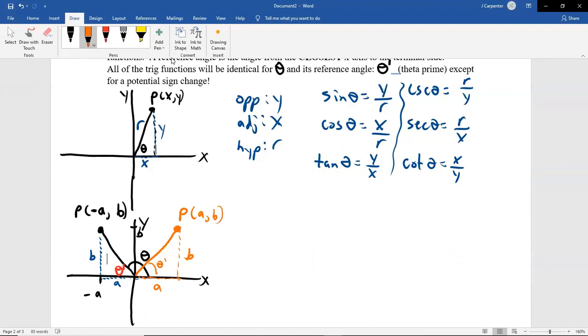Because the right triangles I just drew up mimic each other, it's just for the original one, that was supposed to be a negative for the x value. Over here, it's a positive. So if you use this version of it, you just got to remember to put a negative in the answer when you were in quadrant 2 or 3 or 4, depending on the trig function.